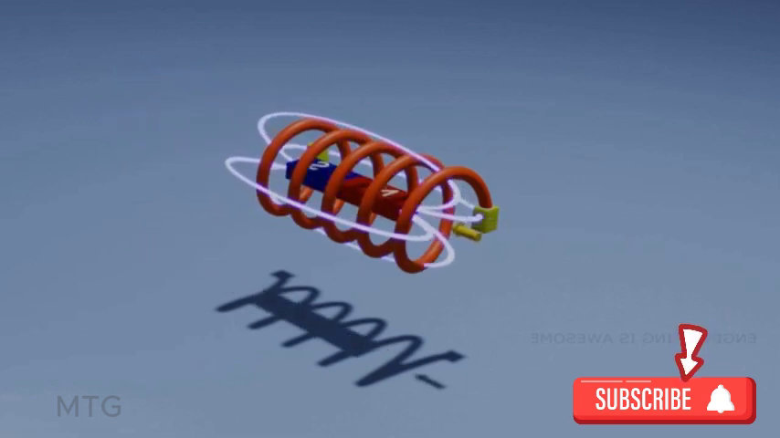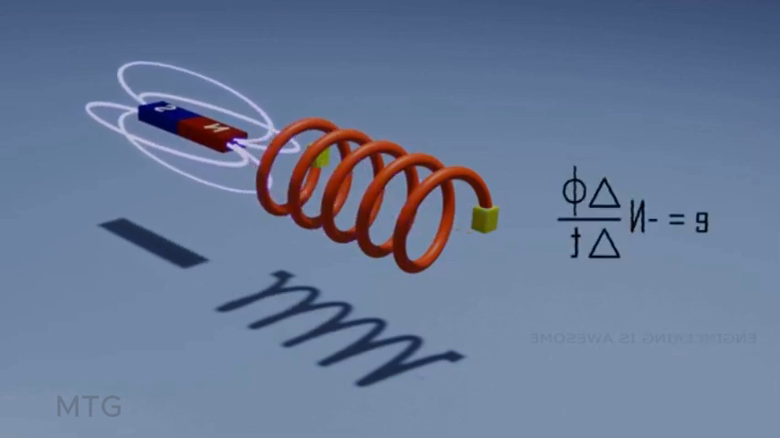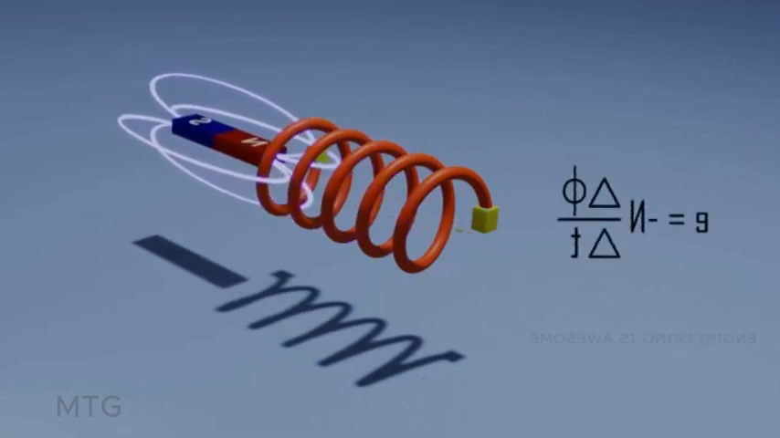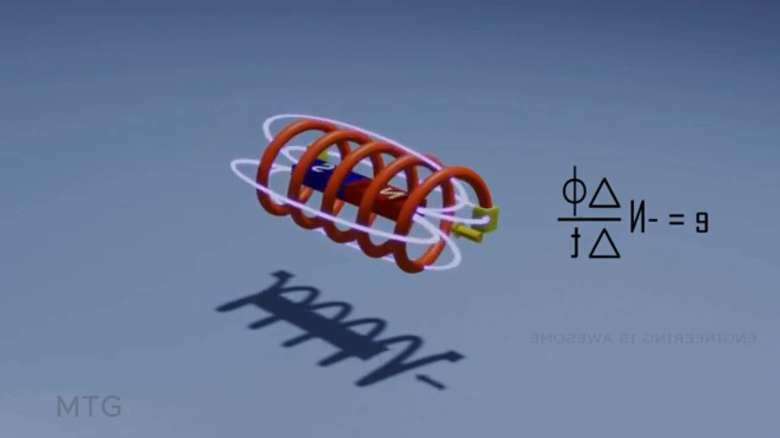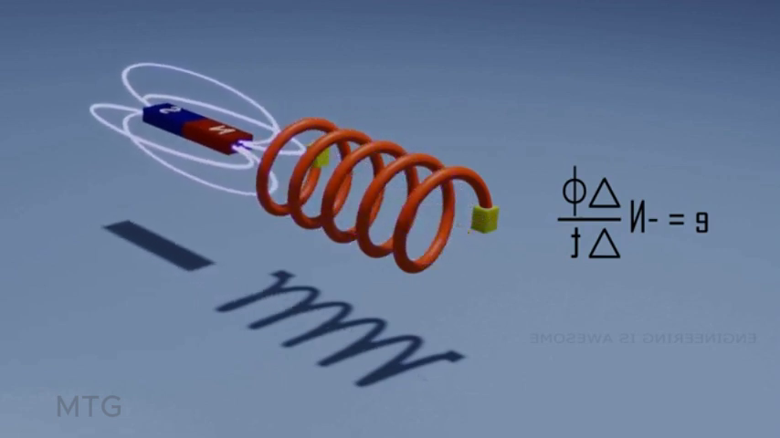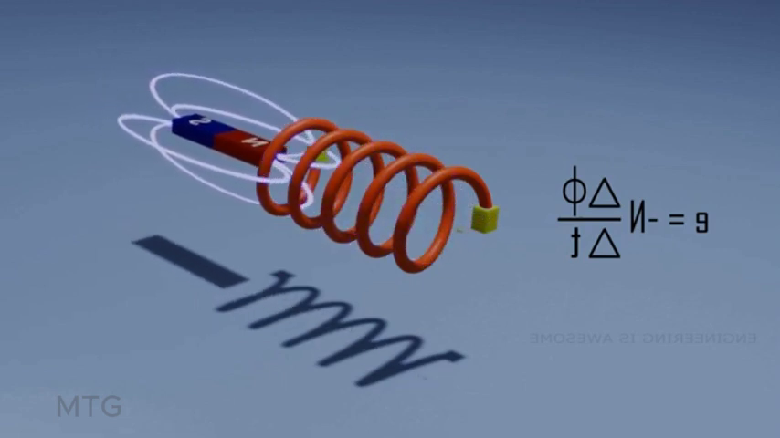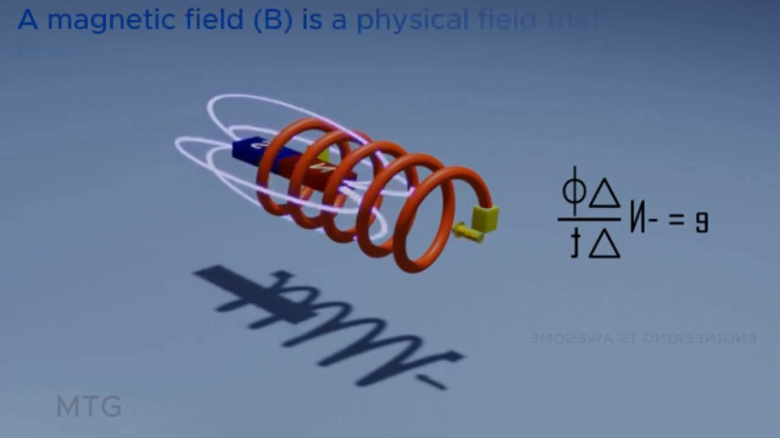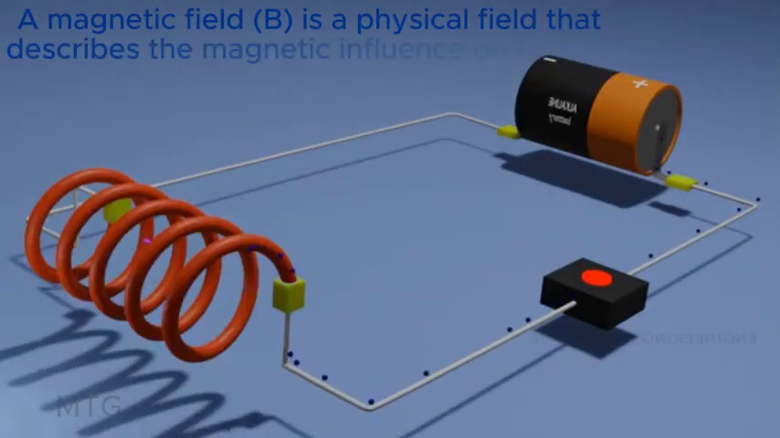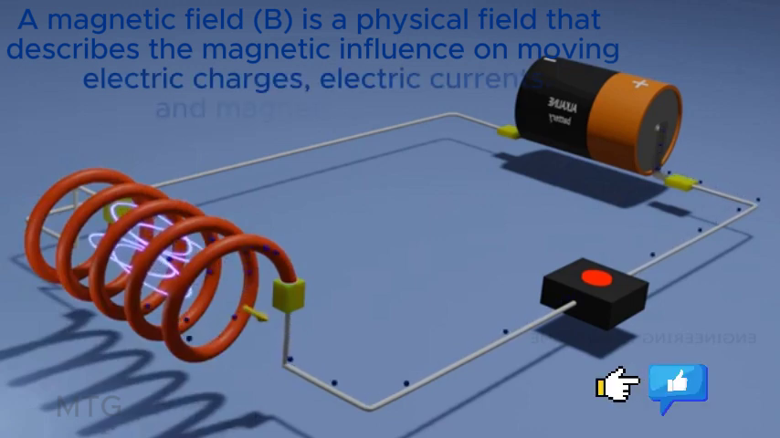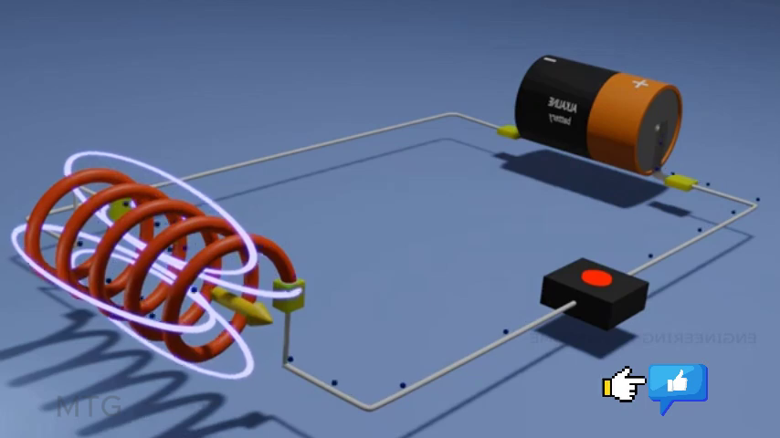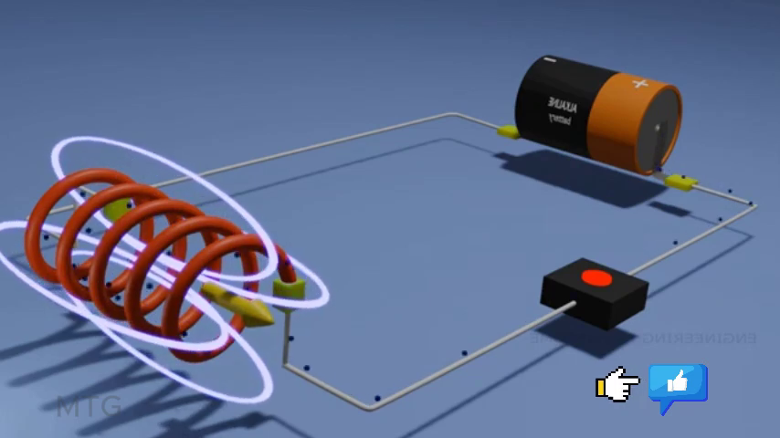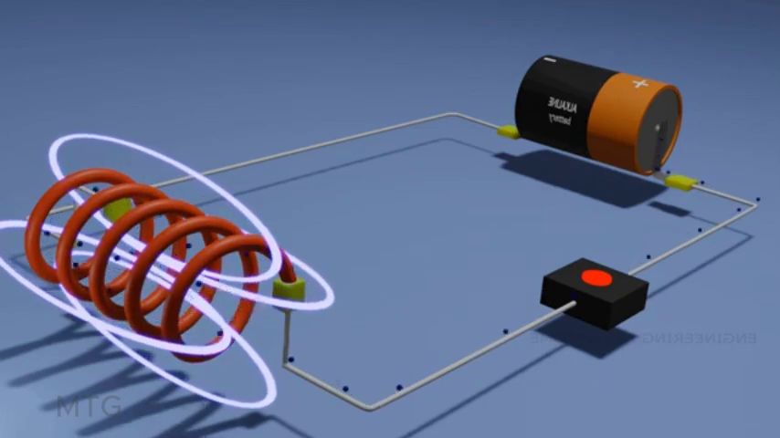Here we can see that the induced EMF is directly proportional to the number of turns of the inductor and the rate of change of flux over a certain period of time, which is given as del phi by del t. The same condition occurs in this circuit. The only difference is the source of the magnetic field. In the circuit, the magnetic field is created by the current flowing through the inductor.